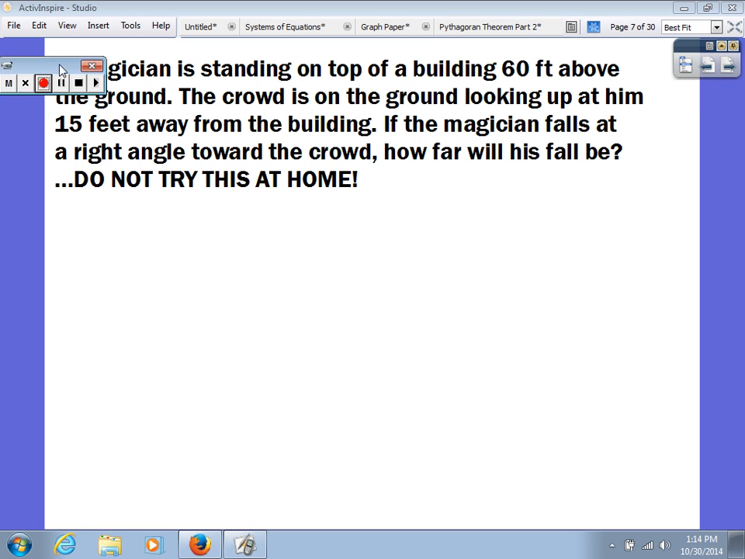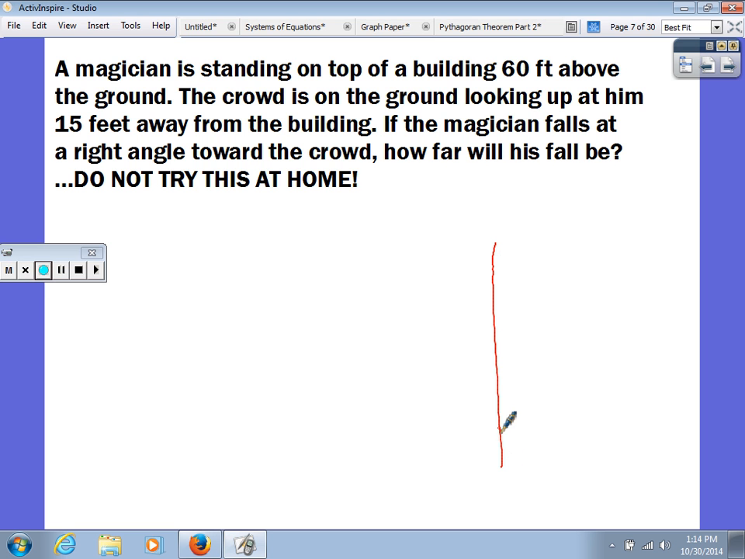A magician is standing on top of a building 60 feet above the ground. So I'm going to go ahead and just draw my picture. So there's my building. Okay, now my magician, he's going to look a little fun. I'm going to put a cape because when I think of magicians, I think of capes. Ooh, he's smiling. Give him some hair. Okay, so he's standing on top of a building that is 60 feet above the ground. Okay, and here's the ground.